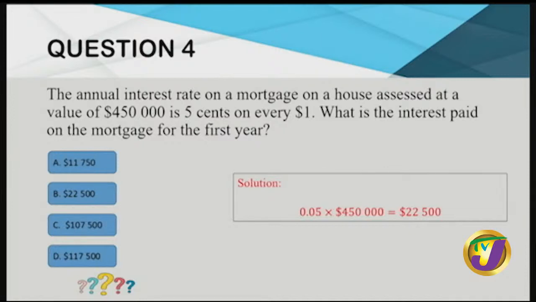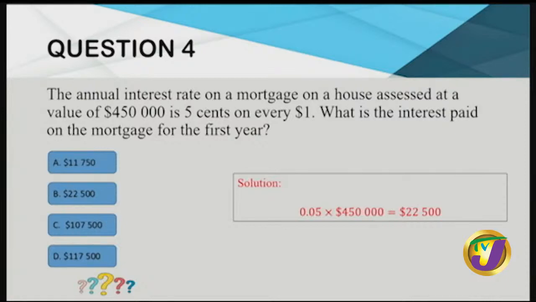And so, also, how many $1 are in 450,000? It's a giveaway. The same amount, $450,000. So that is saying that on every $1, 5 cents is paid as interest for the mortgage. So notice we are calculating the 5 cents off the value of the mortgage, which would give us $22,500. So the option there would be B. Yes.